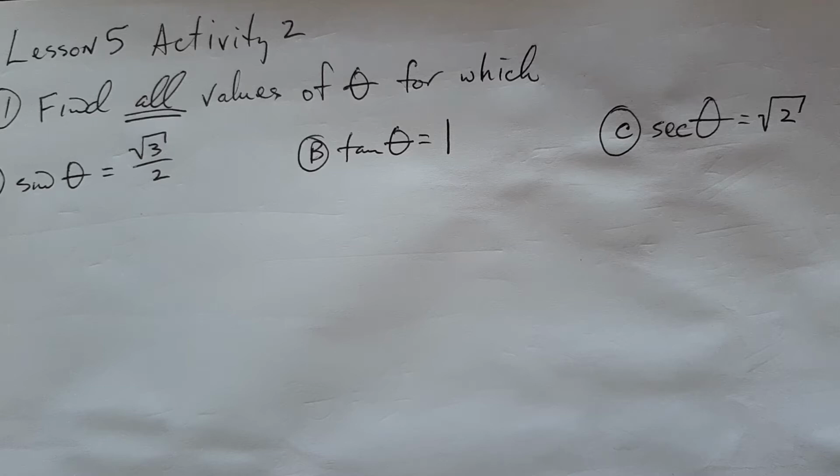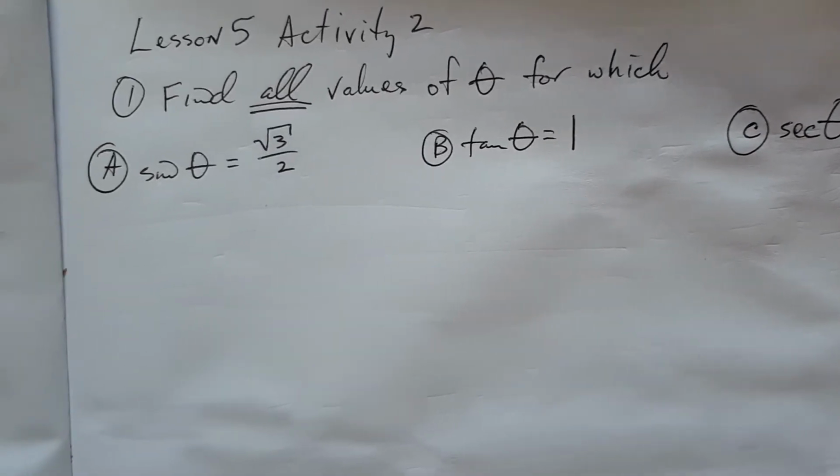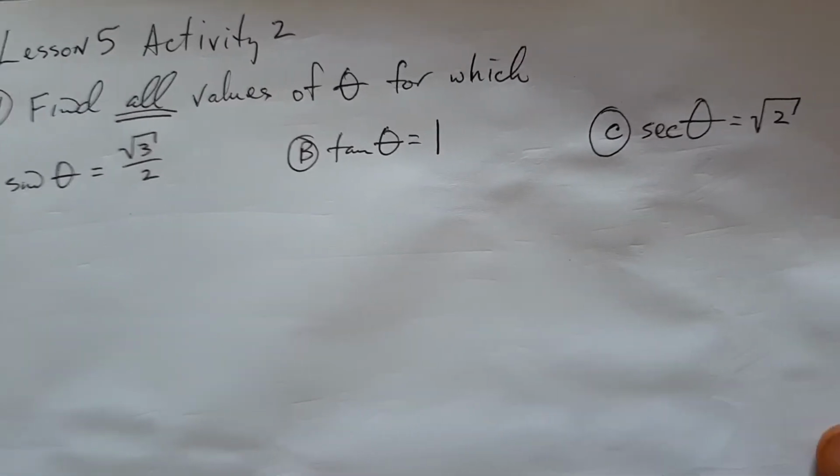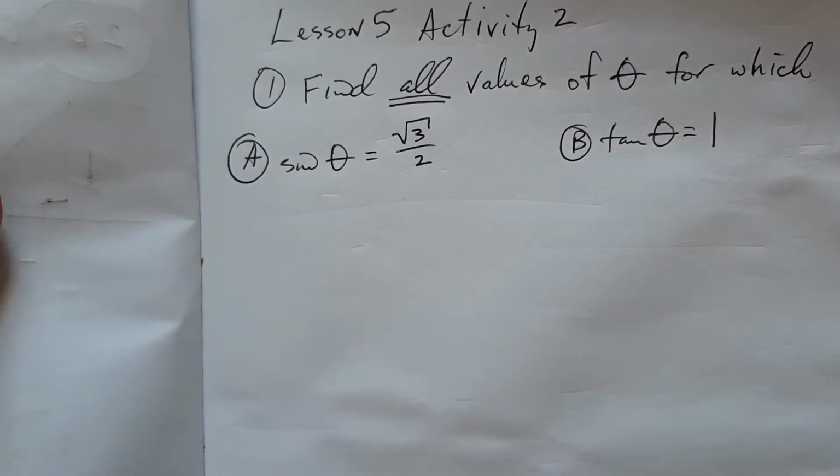Okay, lesson 5, activity 2: find all the values of theta for which sine theta, parts A, B, and C. Please work these. There are some examples worked in your book that show you how to do this. So I'm going to give it my best shot. Pause and work these three, or work one, and then you can do the other.